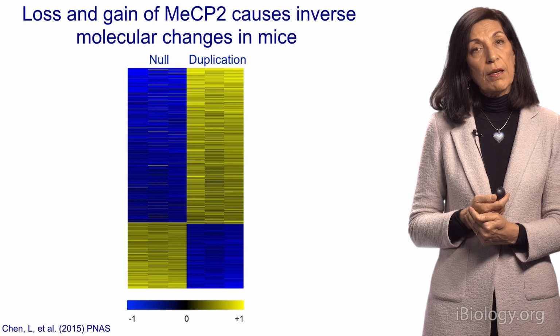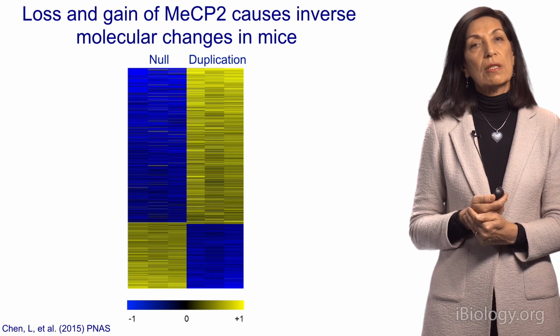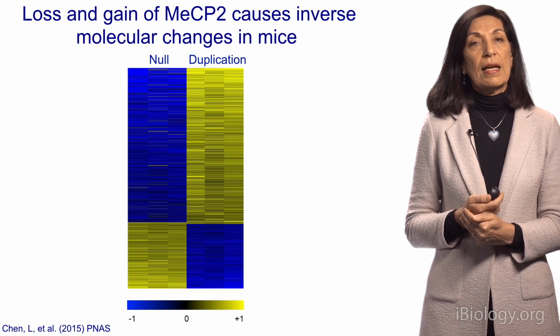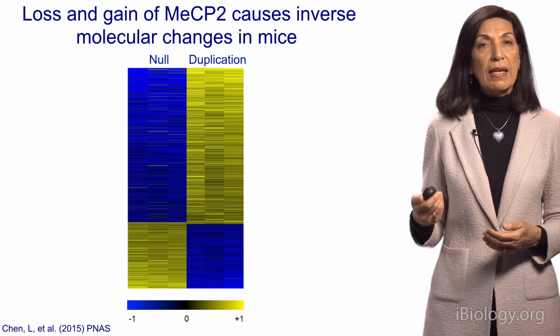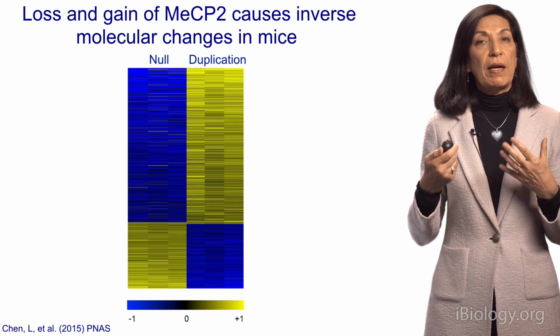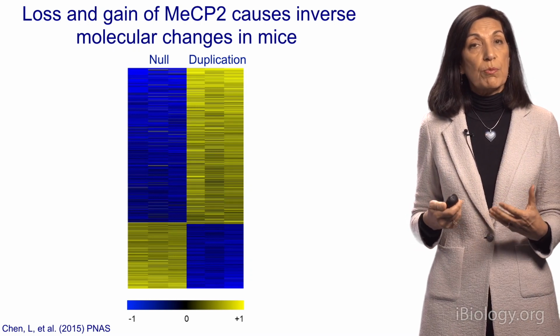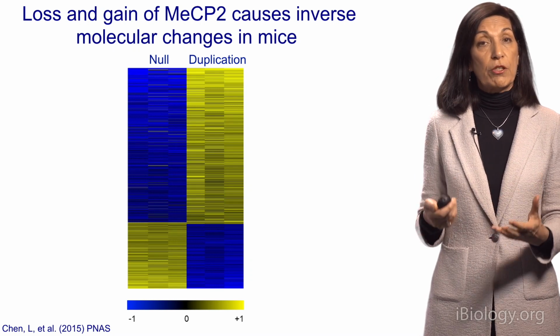So this was really important because this taught us two things. First, the duplication is causing disease by probably just doing what this protein normally does, just too much of it.